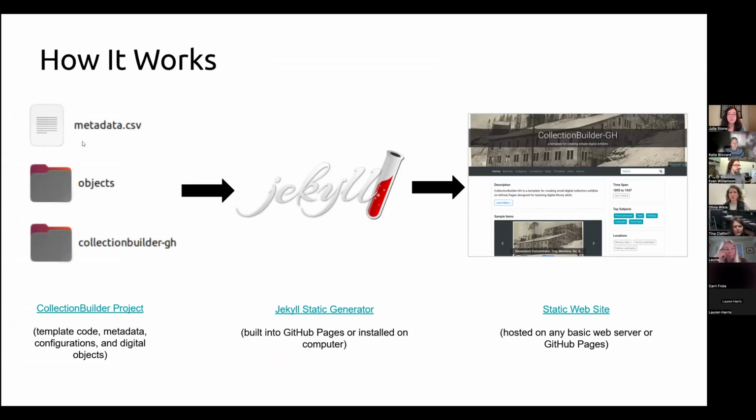So it's got to be a CSV metadata. You have a folder of objects. Sometimes those objects don't need to be in that project at all. They can be somewhere on the web. And you have a template, in this case, Collection Builder Sheets.